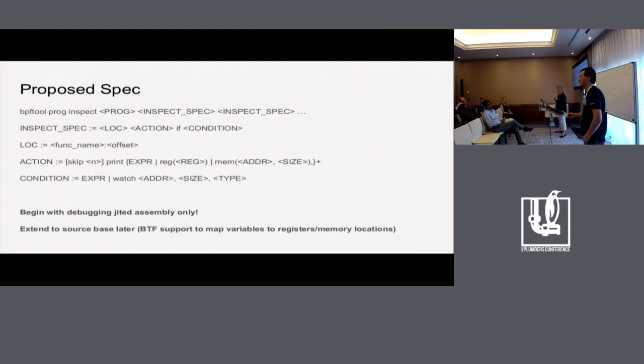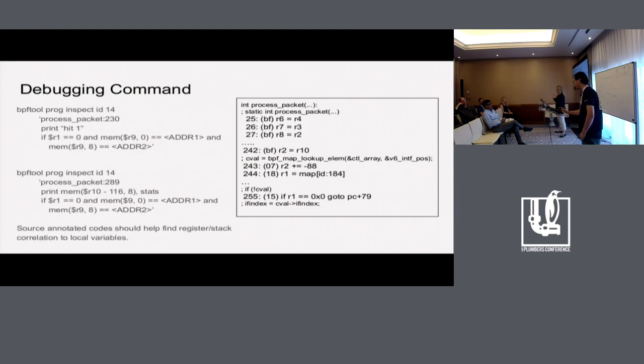And if no questions, okay, let's go to how we do in the kernel to support this. Before that, let's have a more concrete example, try to debug my own problems. Suppose the program ID is 14. So here you will try to inspect the program ID 14, and the location is the process packet 230.